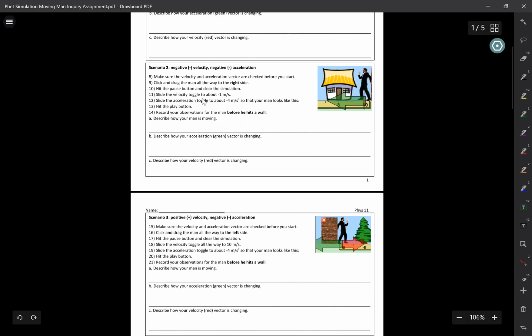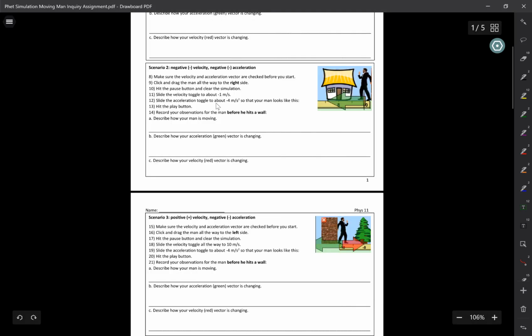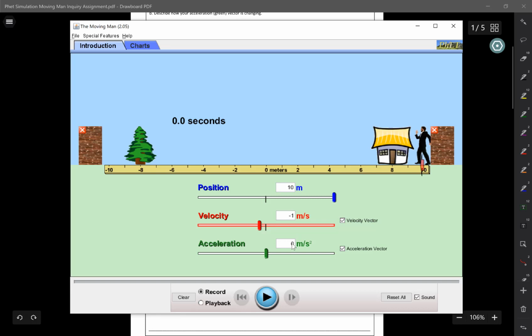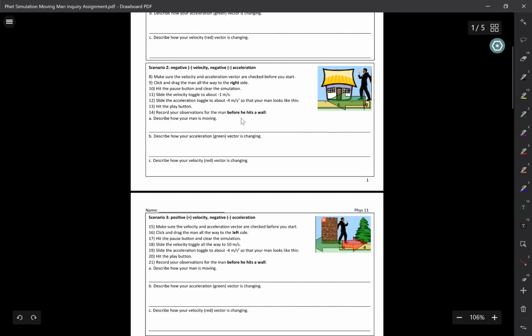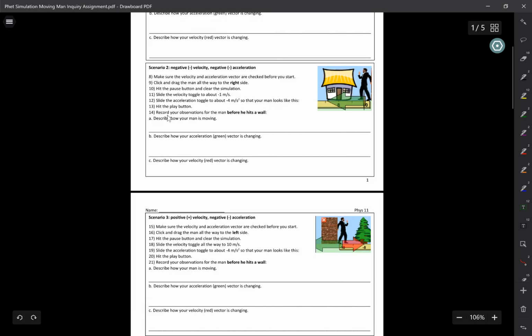Slide the velocity toggle to about -1 meters per second. I still find it easier just to type that in. Slide the acceleration toggle to about -4 meters per second. Okay, so your man looks like this. Yes, he does. Hit the play button, observe until he hits a wall.